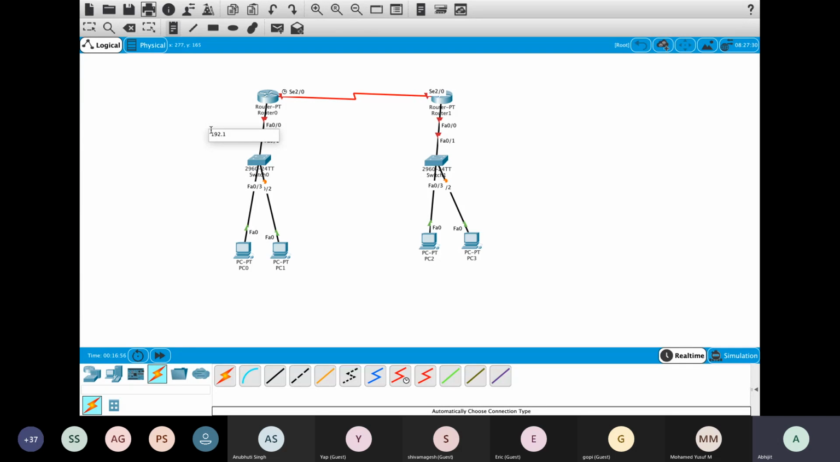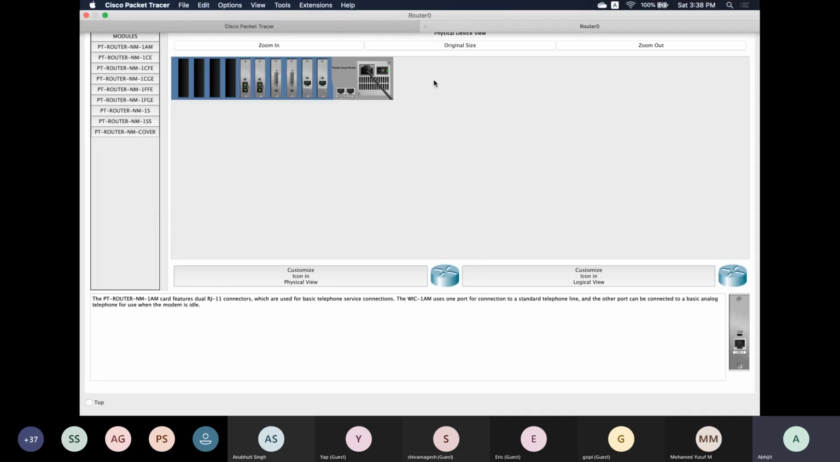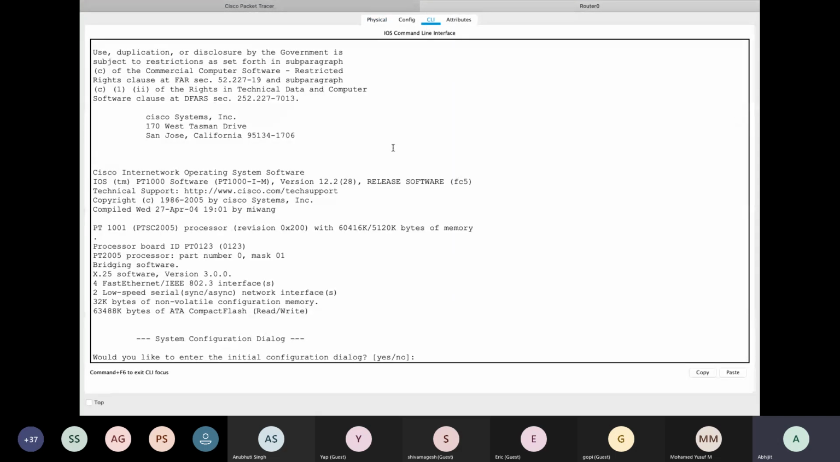I'm going to have 192.168.1.0/24. Then I'm going to have 192.168.2.0/24 and 192.168.3.0/24. And after configuring the basic IP settings, what you can do is advertise your networks. But before that, it's going to be much easier than the static route that you did.